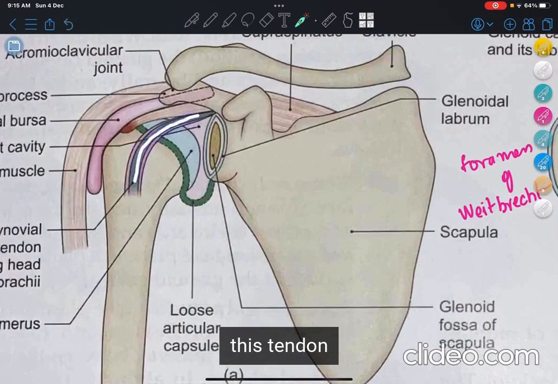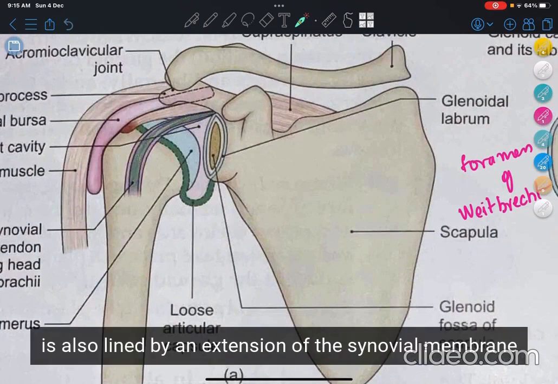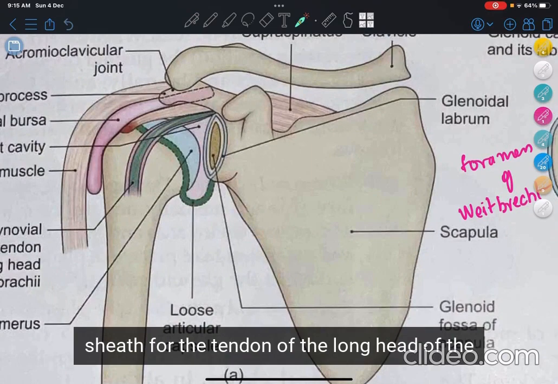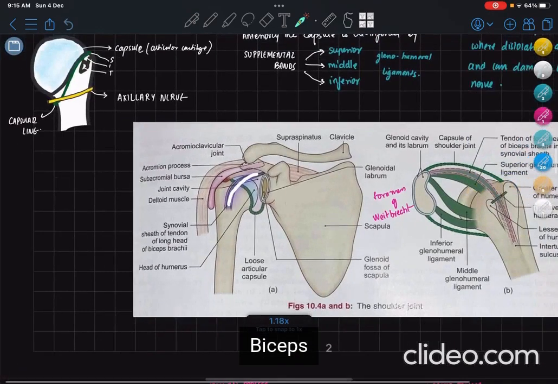The capsule throughout is lined with the synovial membrane, and that's why this tendon, which is coming from the deficient area, is also lined with synovial membrane. An extension of the synovial membrane forms the tubular sheath for the tendon of the long head of the biceps brachii. So that's about the capsule.